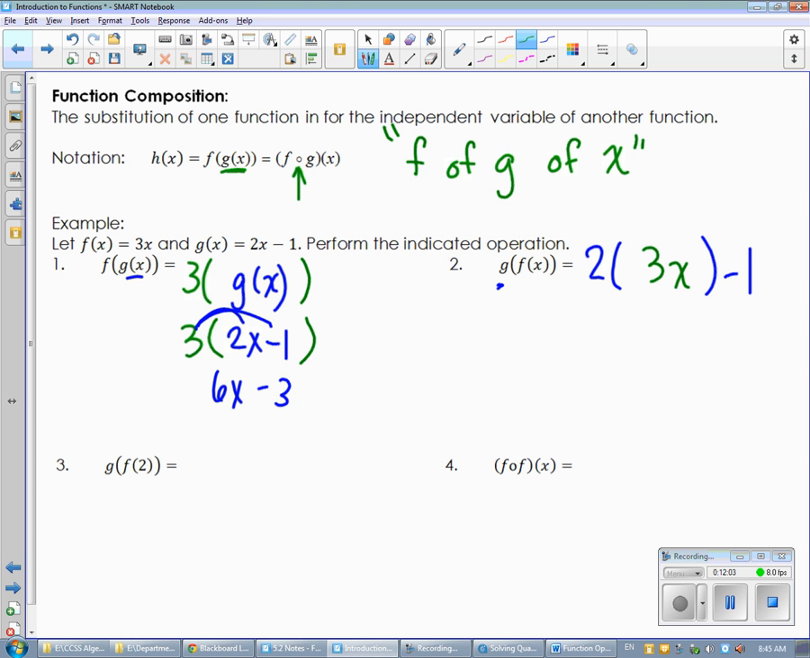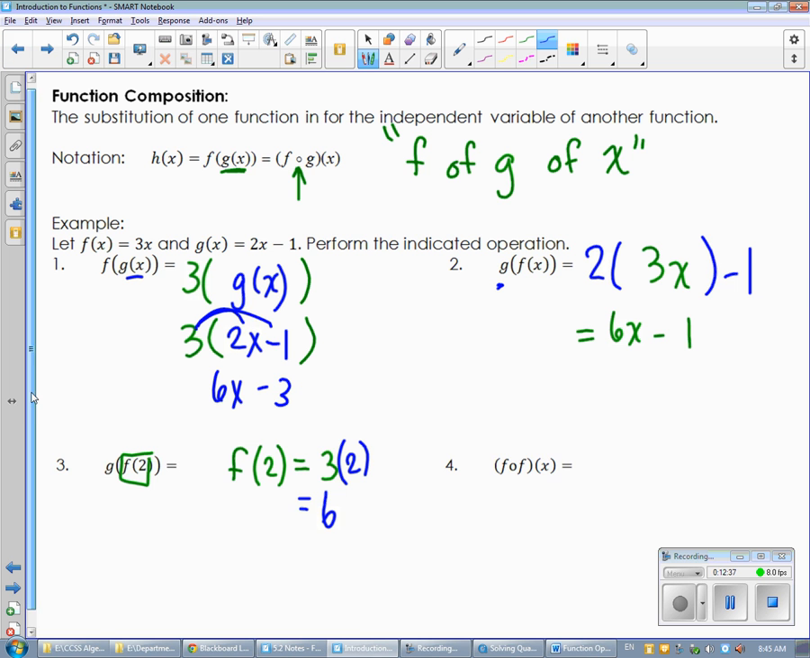Now in this case, I don't have to distribute all the way through because the only things that are being multiplied are the 2 and the 3x. So I get 6x minus 1. So notice it's a little bit different. I can also evaluate my function. So if I wanted to find g of f of 2, the easiest thing to do would be to evaluate f of 2 first. And so I'd say f of 2, if I go back to my original f function, is going to be 3, and instead of using an x, I'm replacing it with a 2. So f of 2 is 6.